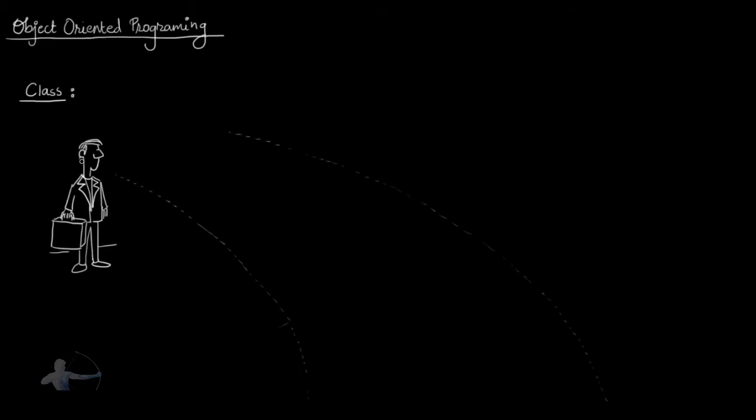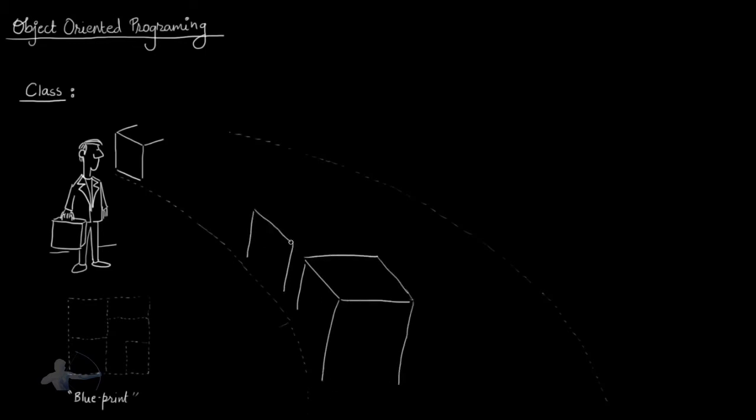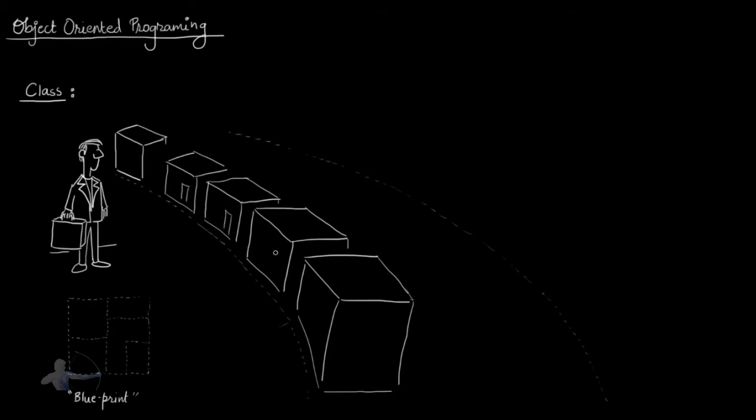So the first step you would do is create a blueprint of the similar type of apartments you want to build. So if you want to create a 2-bedroom apartment, you would create the blueprint, and it would have a kitchen and bath. So you come up with this blueprint and then you build the houses based on this blueprint. In this case, this blueprint is your class.